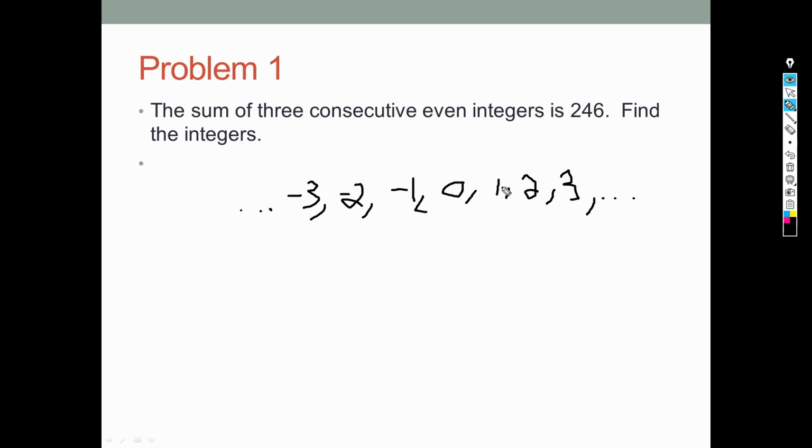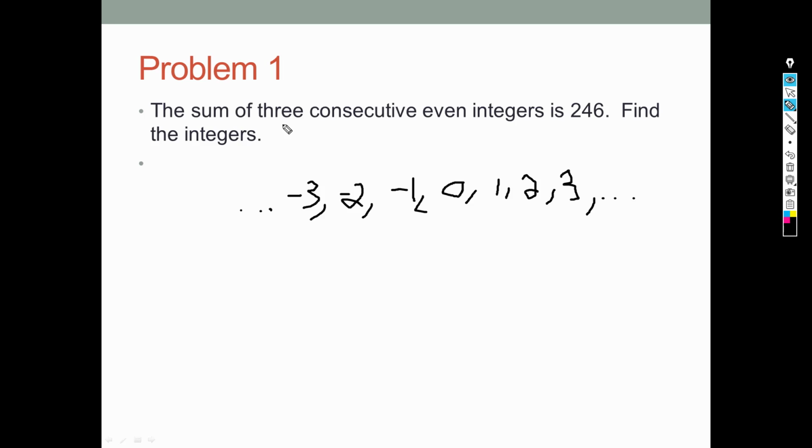Odd integers like 1, 3, 5. Again, the difference between any 2 consecutive odd integers is 2. So to get the next one, we just add 2. Okay? So you have to understand what an integer is, what a consecutive integer is, or what a consecutive even integer is, or sometimes consecutive odd integer, and so on.